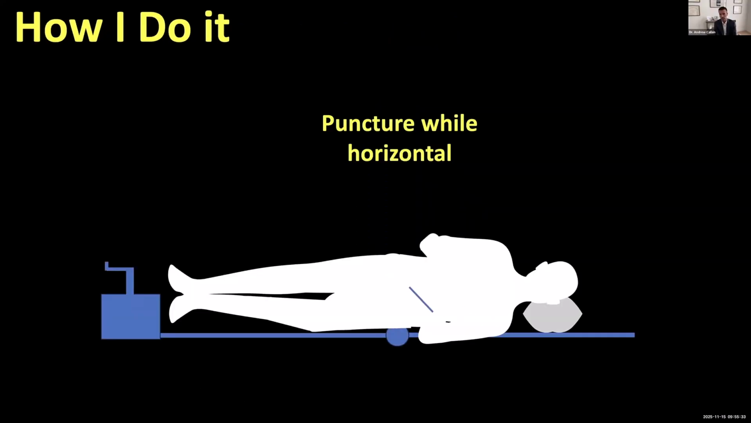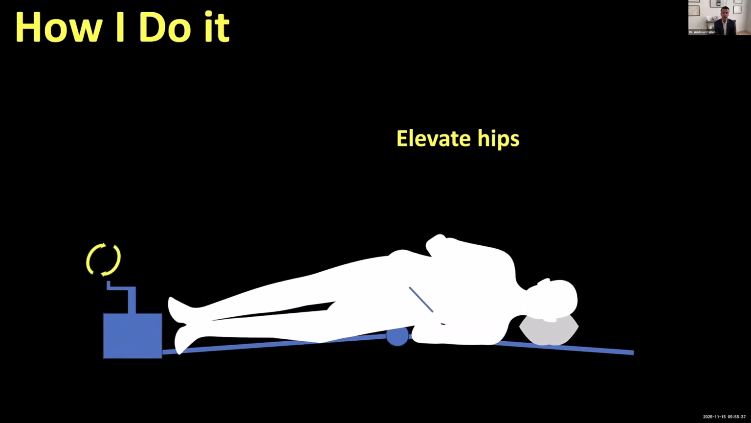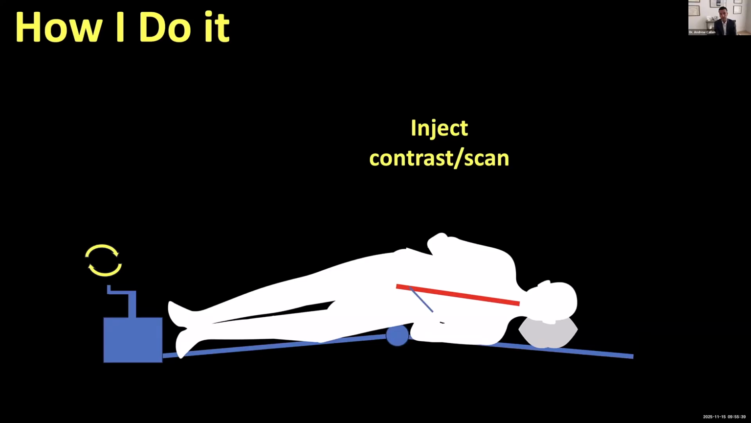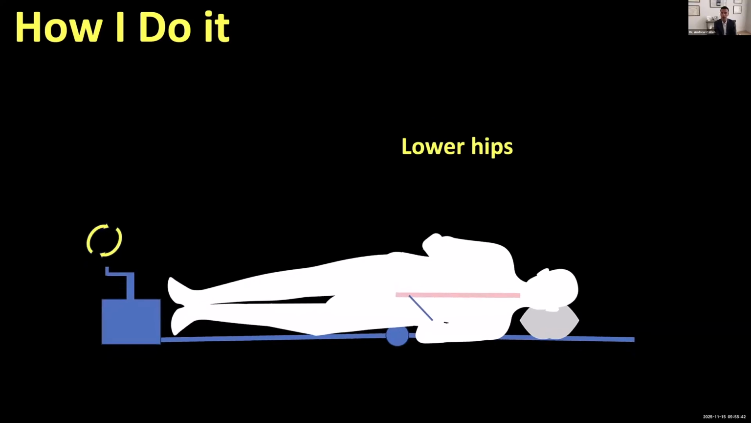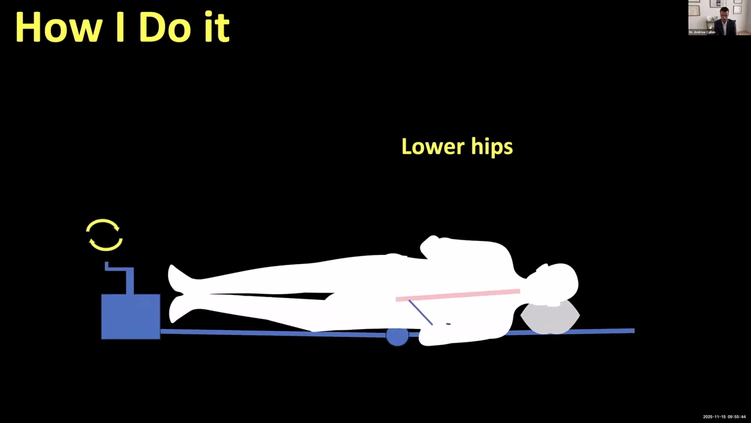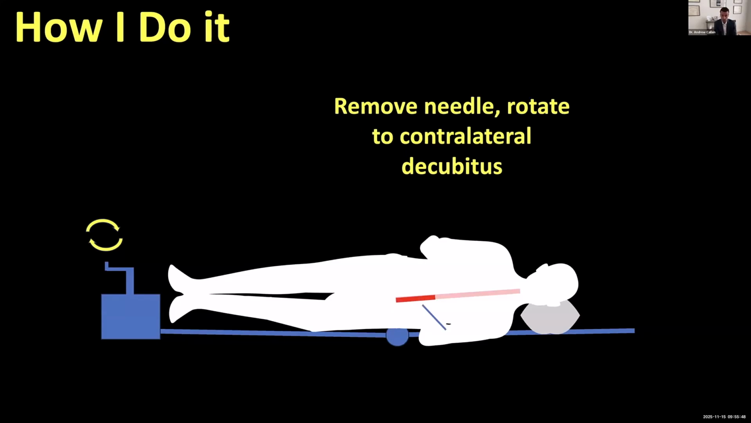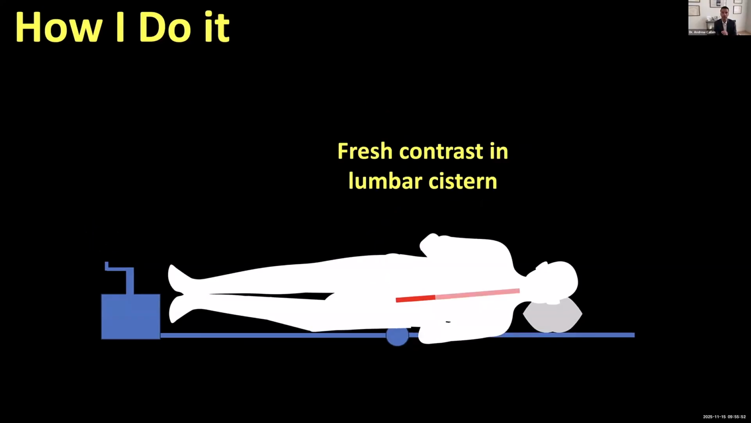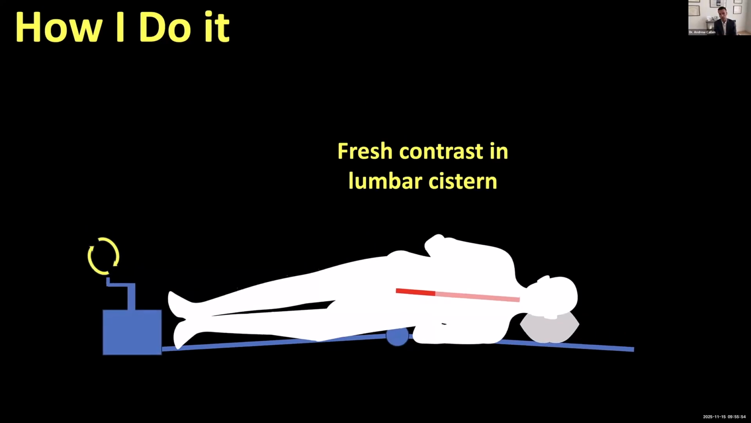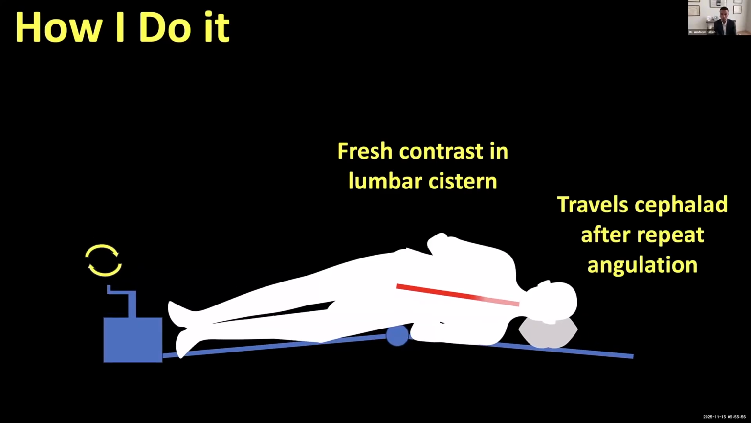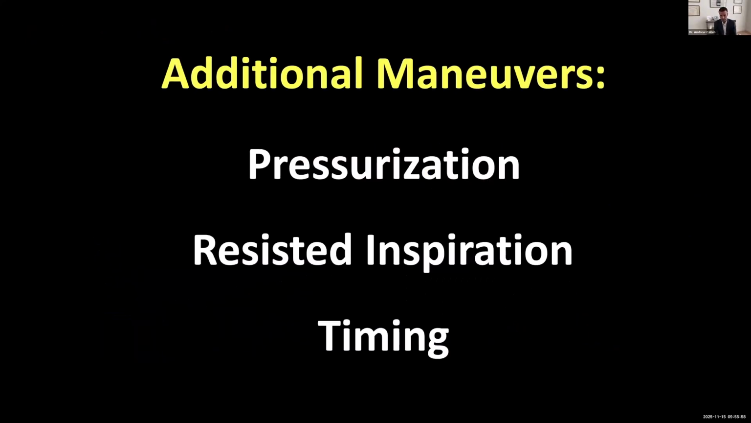I like to do it slightly differently, again, with our sort of tilt table here. I puncture the patient while they're horizontal. I then elevate the hips with the needle in place. We'll do my run on one side. I will then lower them with the needle in place again. And then I can inject additional contrast with them horizontal, take out the needle, roll them to the other side, and then I have fresh contrast in a lumbar cistern that I can use for the contralateral exam, which ends up with a very beautiful contralateral study, which is very, very nice as well.